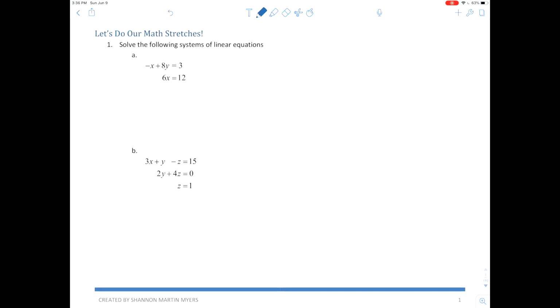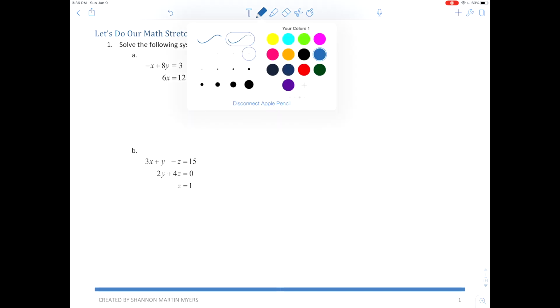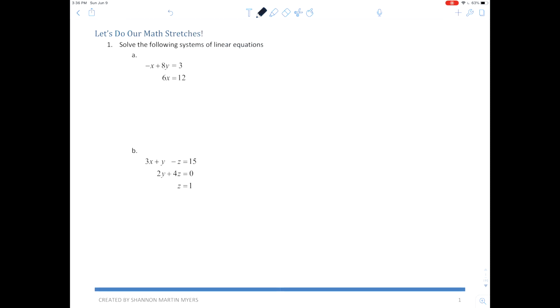Alrighty, let's see how you did. For this first part, I'm going to go ahead and name our rows. Let's call this one row 1, the very first equation, and the second equation in the system, row 2. So first off, if you remember, as long as you do the same thing to both sides of one of the equations, the same allowed operations, then you haven't changed the equation, just how it looks.